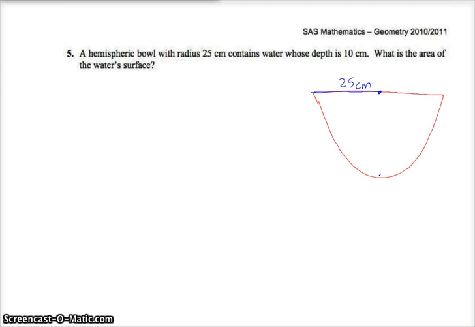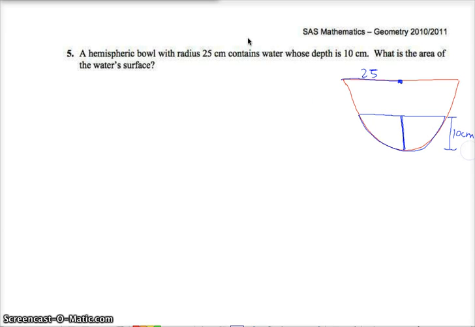Okay, and finally our last problem. It says a hemispheric bowl with radius 25 centimeters contains water whose depth is 10 centimeters. So here's your hemispheric bowl, mine's so pretty, and here's a radius of 25 centimeters. Well, it's saying that your water height is up to here, and this height is 10 centimeters. So what we do know is that the radius is 25 centimeters. Here's the water level up to 10 centimeters. We know this whole thing is 25 from here to any part on the edge. So if this is 10, this must be 15.